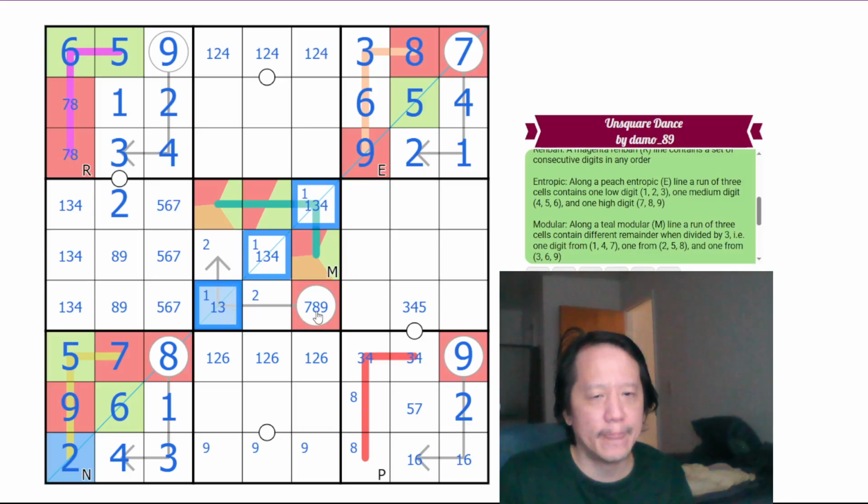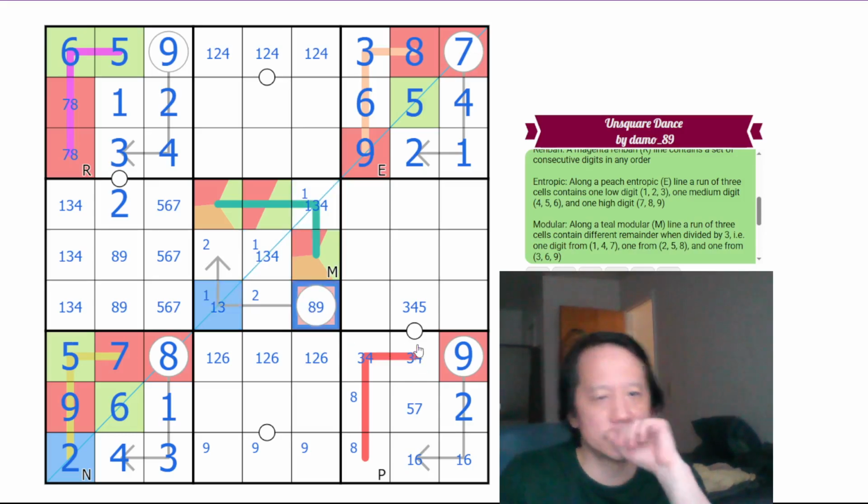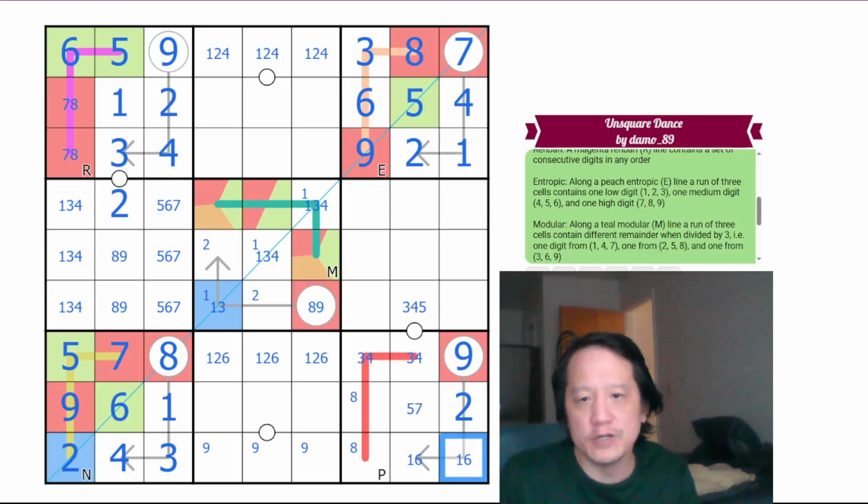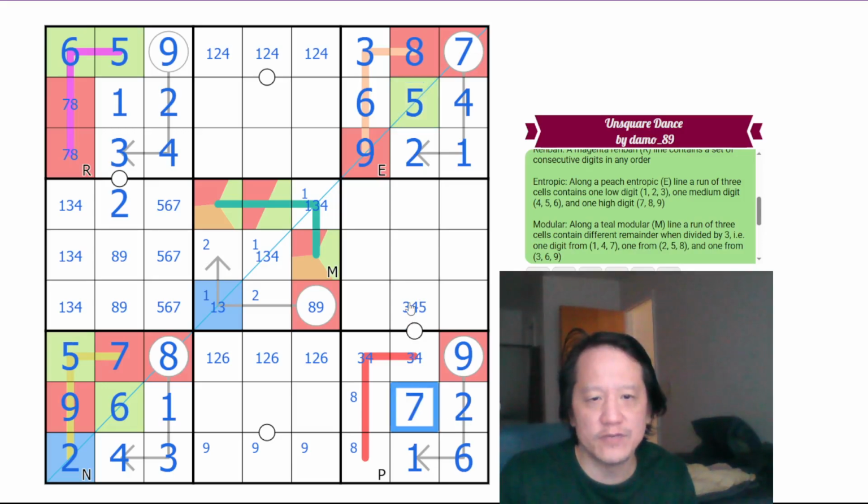So this can't be 7. 1 eliminates 1 here, so that's 6 and 1. 5 eliminates 5 here, so it's 7, and it eliminates 5 there, so this is a 3-4 pair here. This has to be 5 and 8 as a pair there.